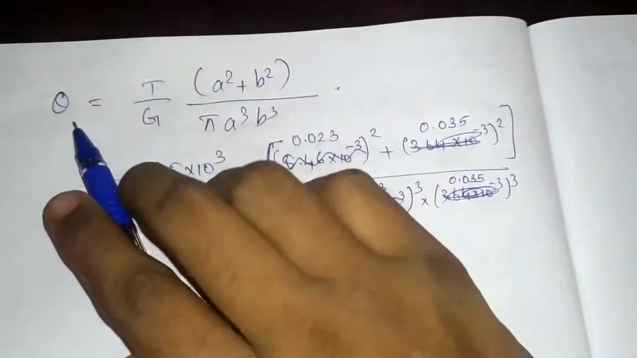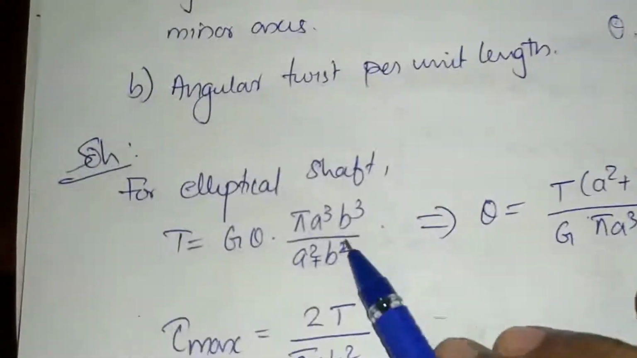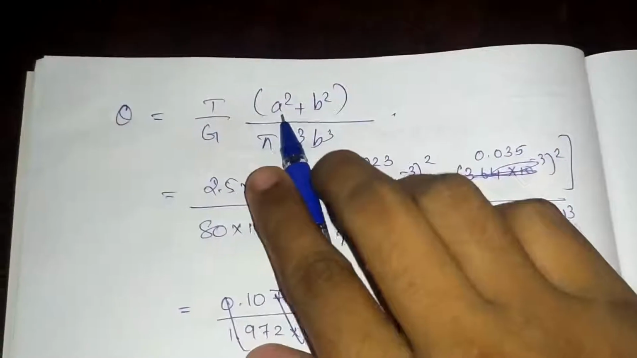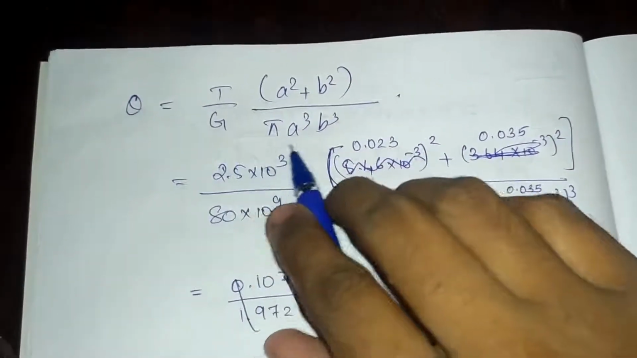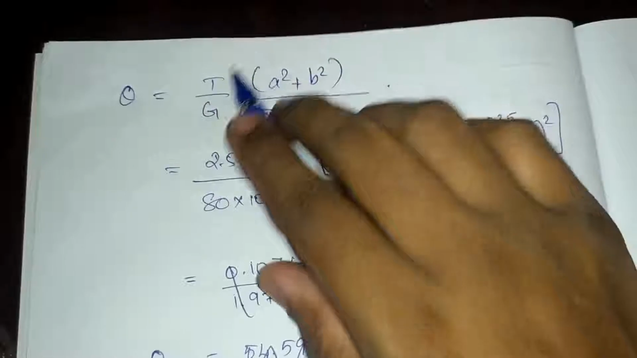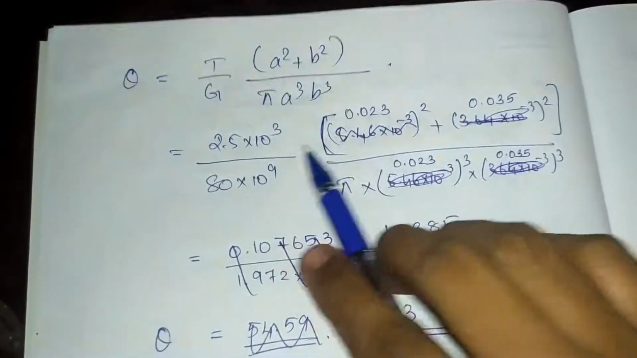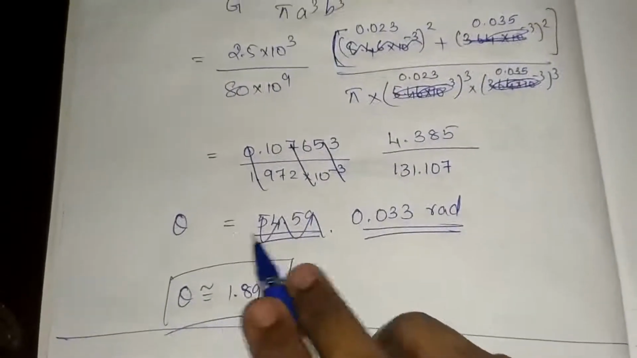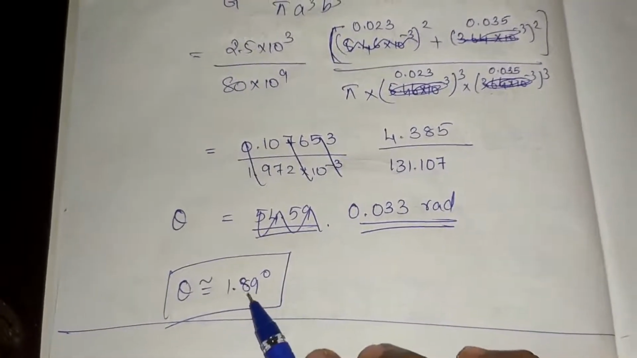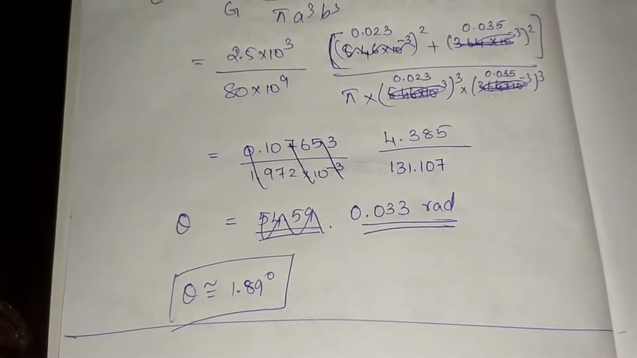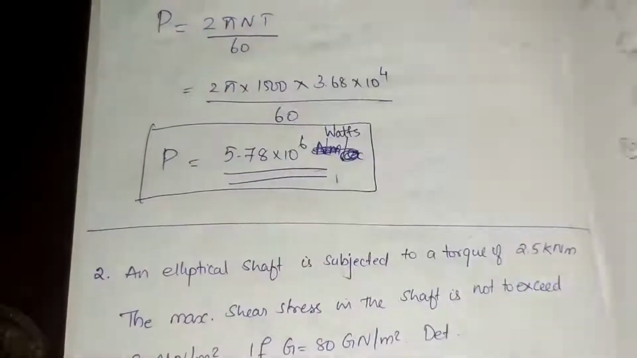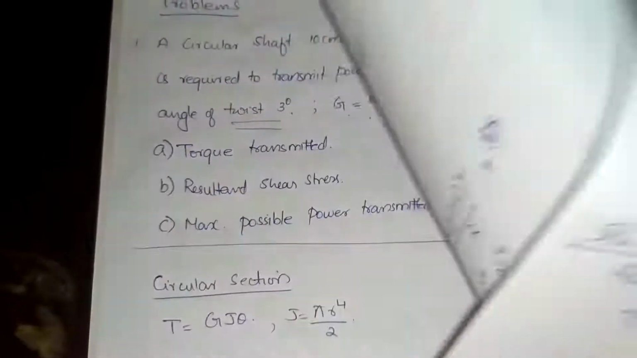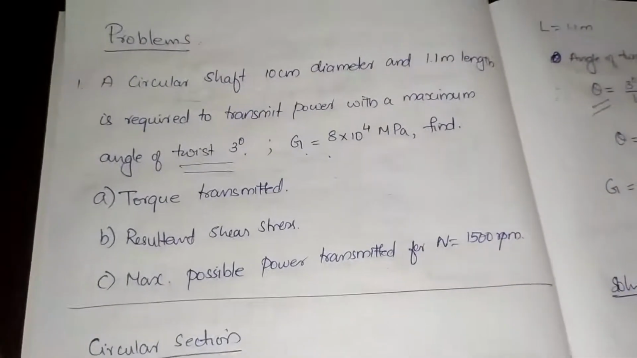Now to find theta, you apply this equation: theta will be T into A square plus B square by pi A cube B cube G. A and B you found out, T you know, G they have given. Substitute the values of A and B here, and you will get theta equal to 0.033 radian, which is approximately 2 degrees. So this is how questions can be asked in the case of circular and elliptical cross sections. More problems can be done when we start our revision. Okay, thank you.